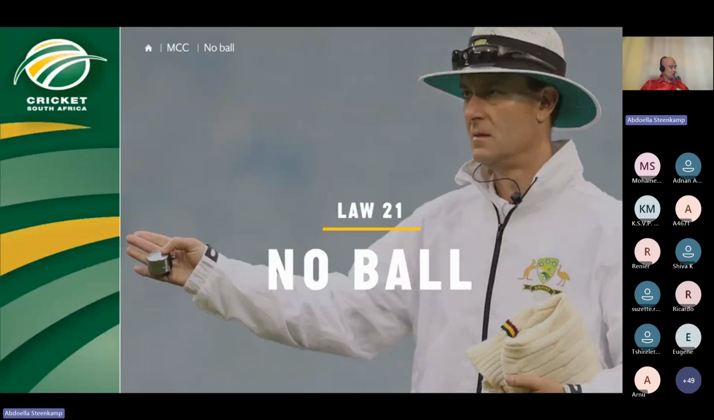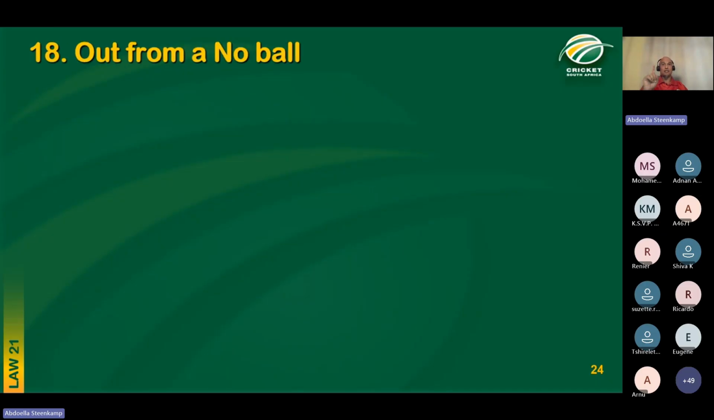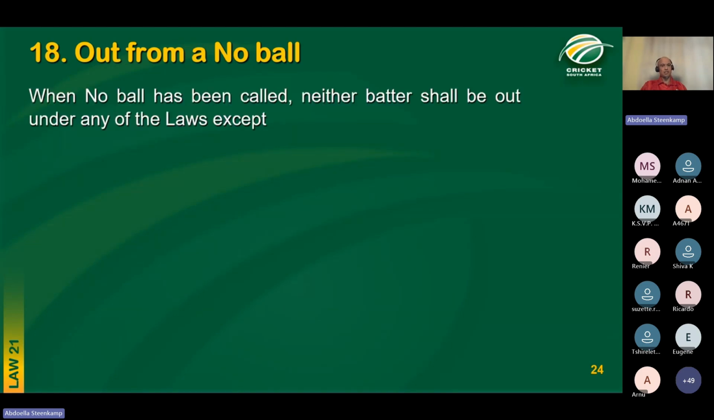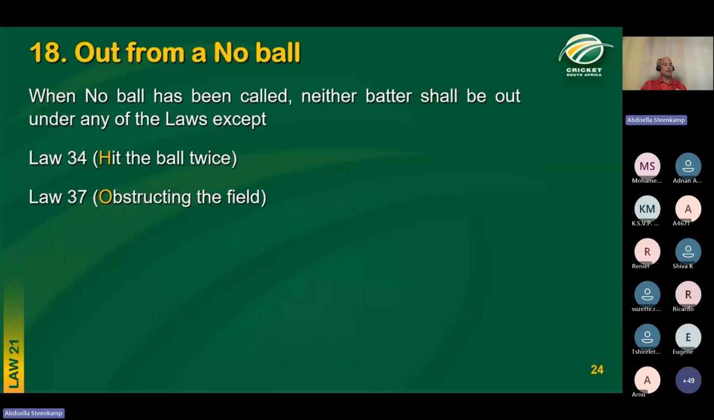Under no ball, there is only one subsection that we're covering, and that subsection is how to be dismissed off a no ball. There are in total 9 modes of dismissal, but as soon as the umpire calls no ball, there are only 3 ways to be dismissed. And what are those 3 ways? Firstly, hit the ball twice. Secondly, obstructing the field. And lastly, run out. So to remember this, HOR, I call it OR, and it stands for hit the ball twice, obstructing the field, and run out.